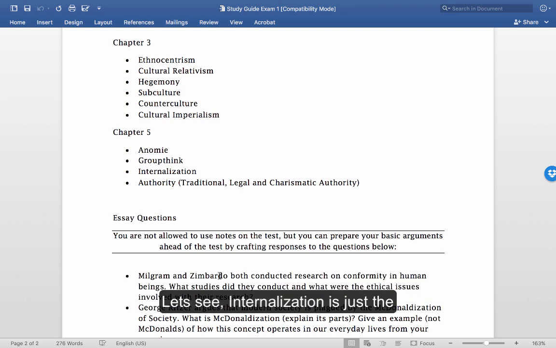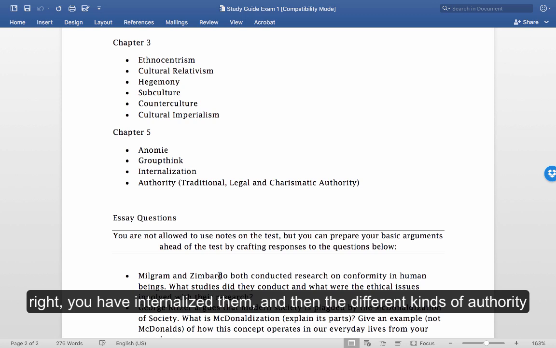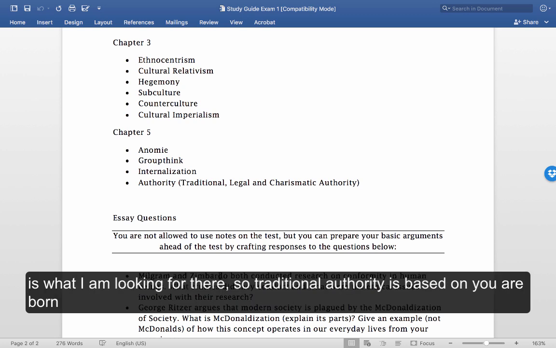Let's see. Internalization is just the strongest type of conformity, where not only are you trying to maintain or establish a relationship with a group, but you really adopt the beliefs of the group as your own beliefs, right? You've internalized them. And then the different kinds of authority is what I'm looking for there.